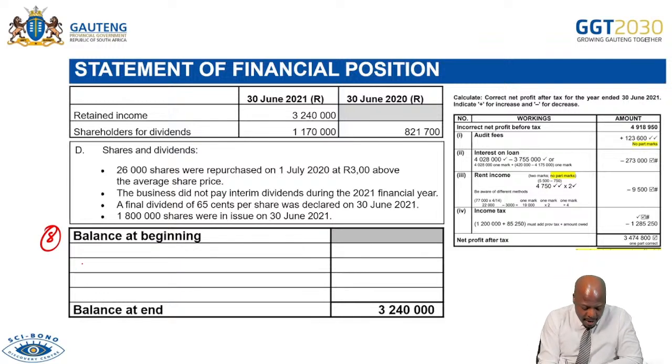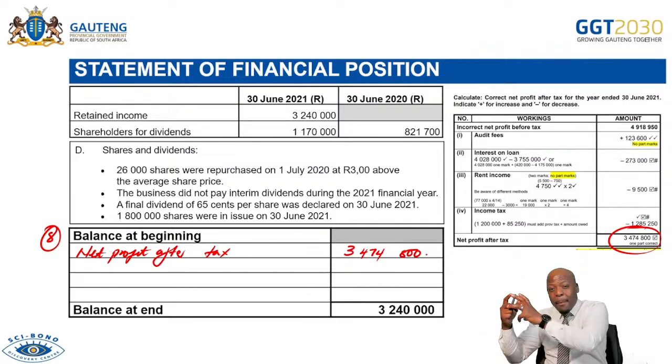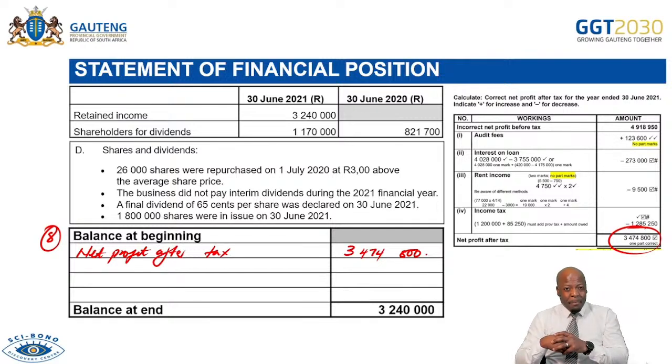So I'm going to come here, and the next thing that I'm going to have here is my what? Remember, it starts with balance at the beginning. After that, it is your net profit after tax. How much is that? 3,474,800. Last week, I think we did one similar to this one as well. So you can see that it's a trend of examiners that they would require you to calculate a correct net profit after tax, and then that amount would also bring it into your retained income. You should also practice along those lines.